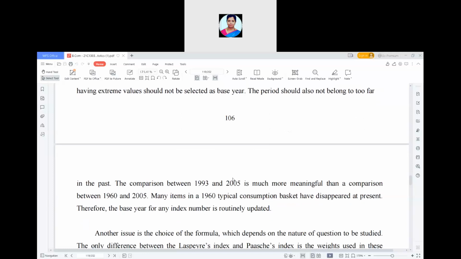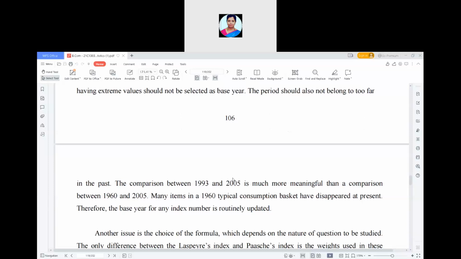Many items in a typical 1960 consumption basket have disappeared at present. Therefore, the base year for any index is routinely updated. So how are we going to select the base period, and which one are we going to select as the current year? That we are going to see.